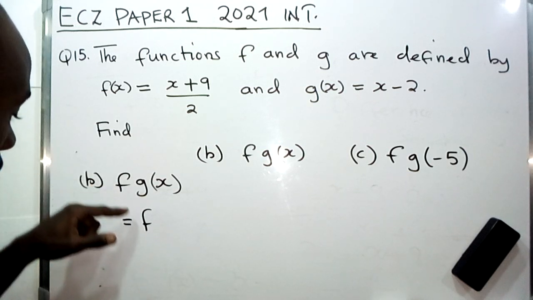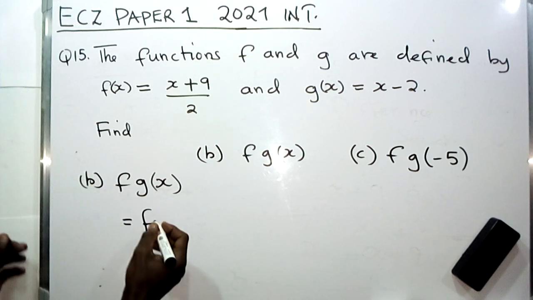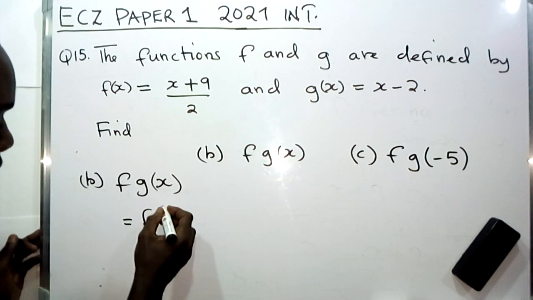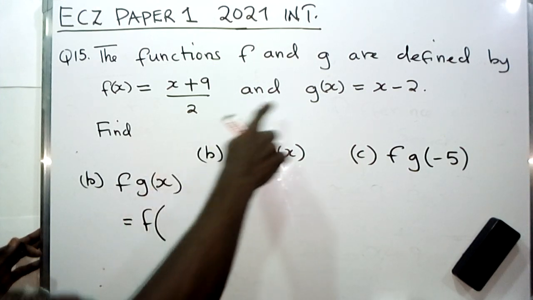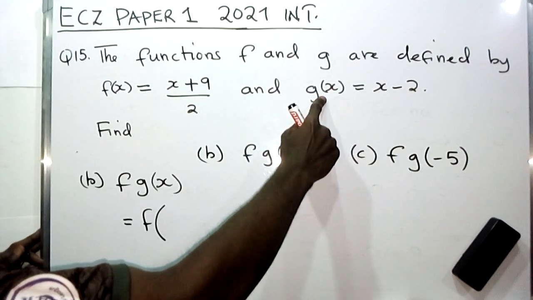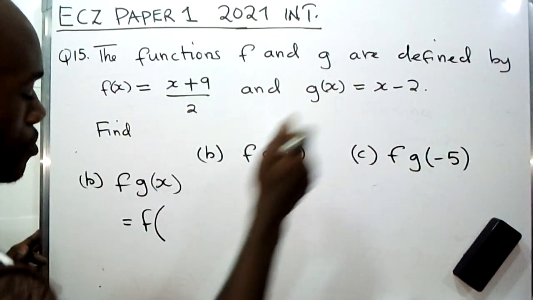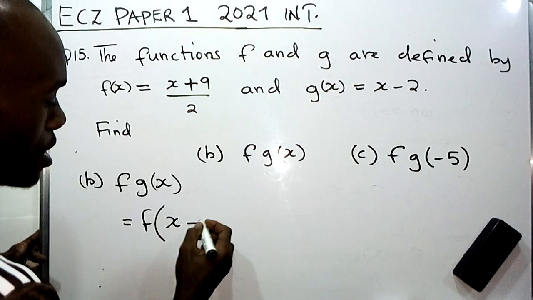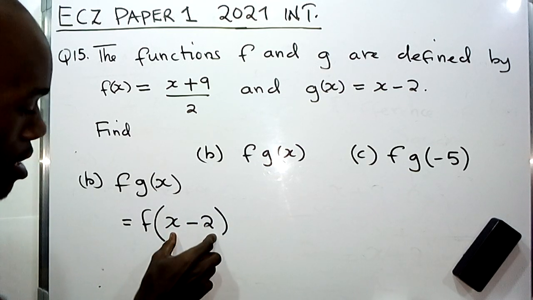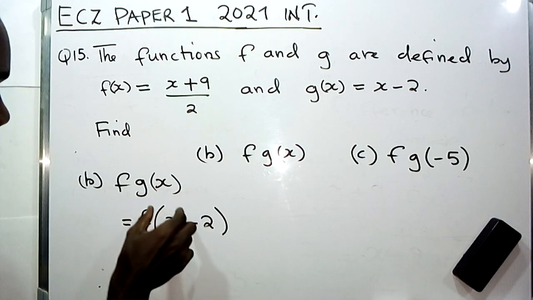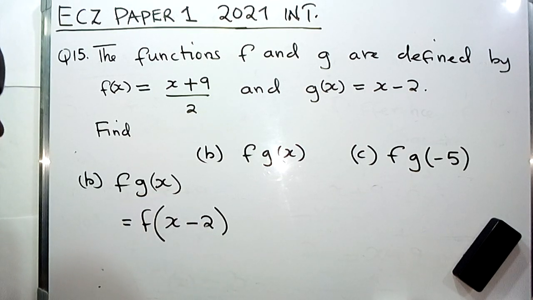So we have f, which is this one. Instead of writing g of x, I'll open the brackets, then put the function for g of x, which is this one. So the function of g of x is x minus 2. So I'll instead write x minus 2. This x minus 2 is simply the function for g of x. So that's what we have here.